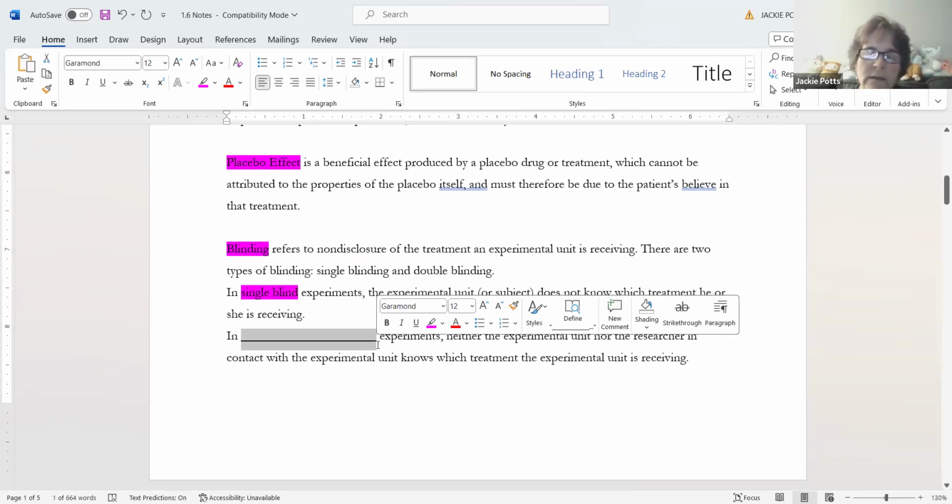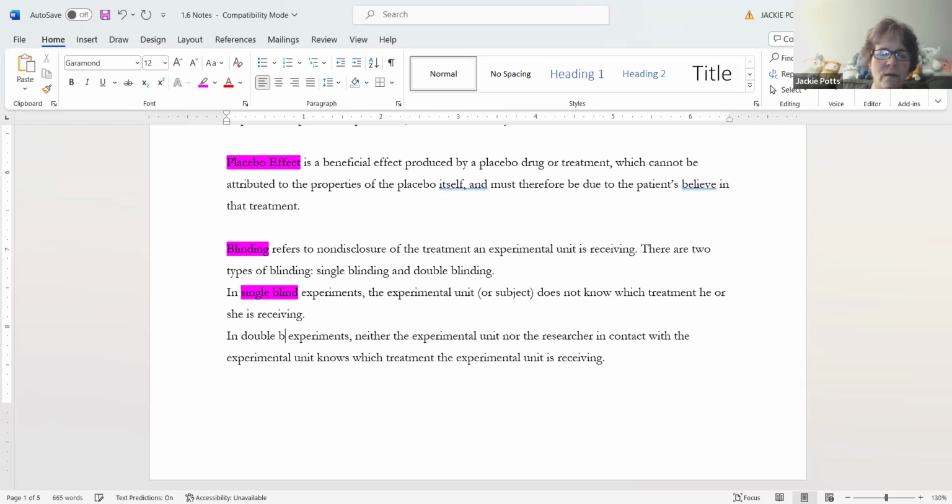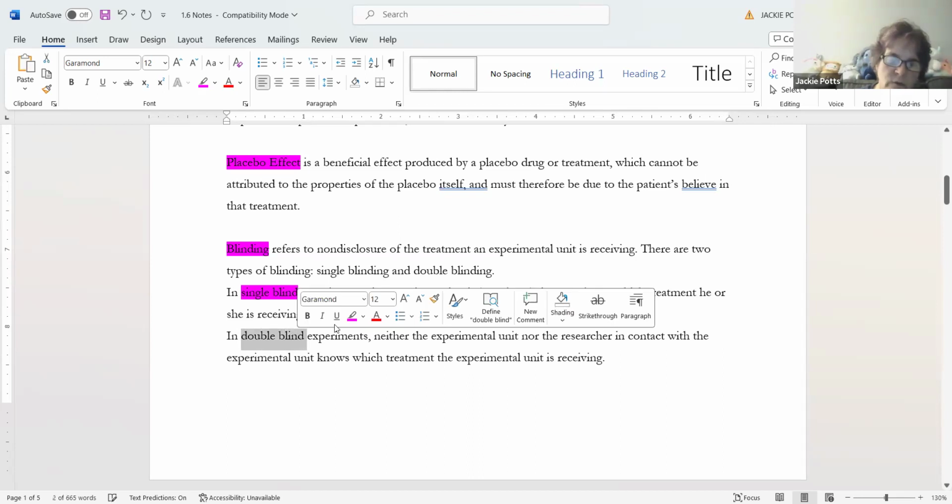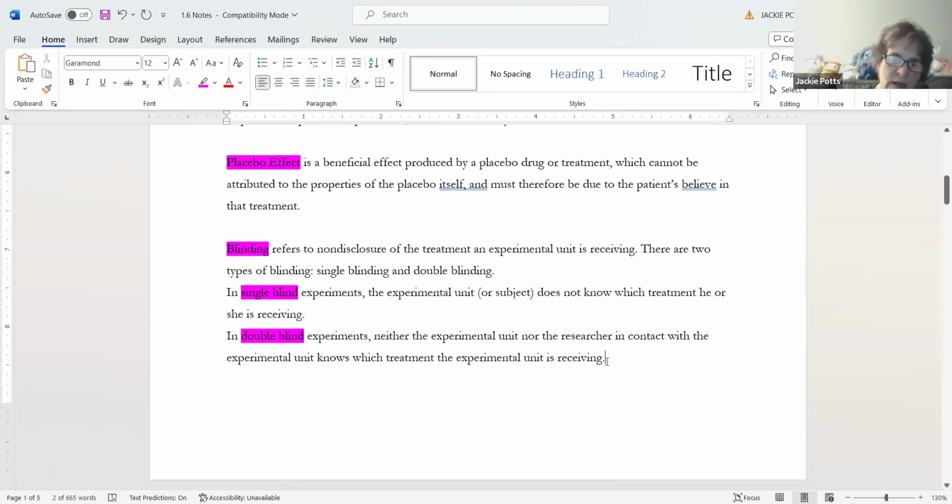Now, the problem with that is some people start getting excited and it can tip their hand. Oh, we're getting a response out of this person. Oh, so they must be getting the real thing. In a double-blind experiment, neither the researcher nor the subject knows who's getting what. That way, even the researcher is blinded.